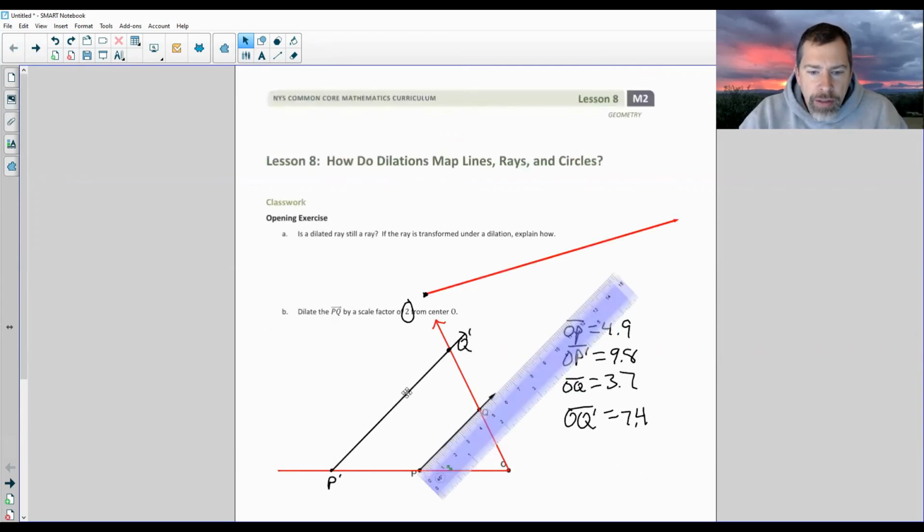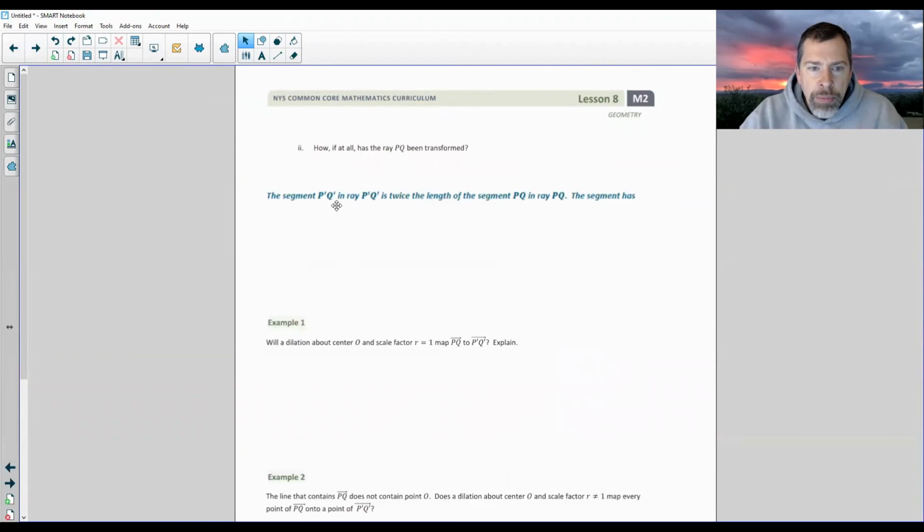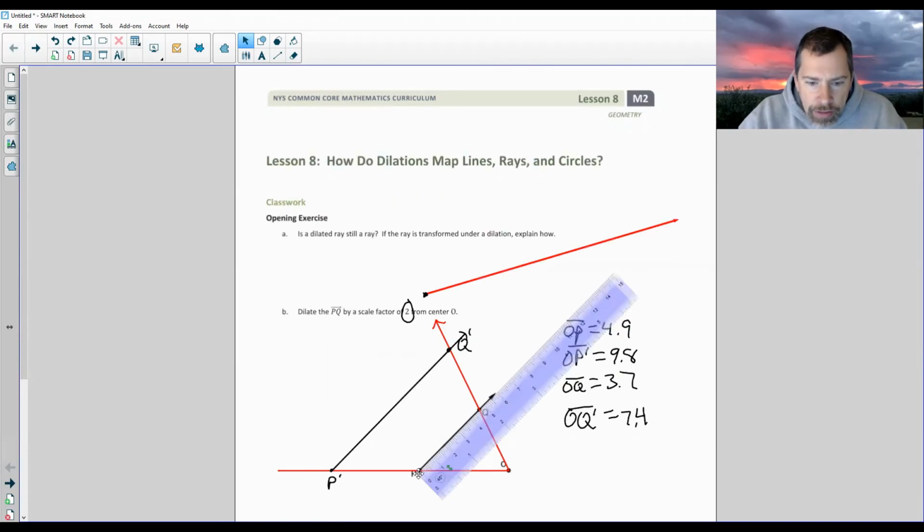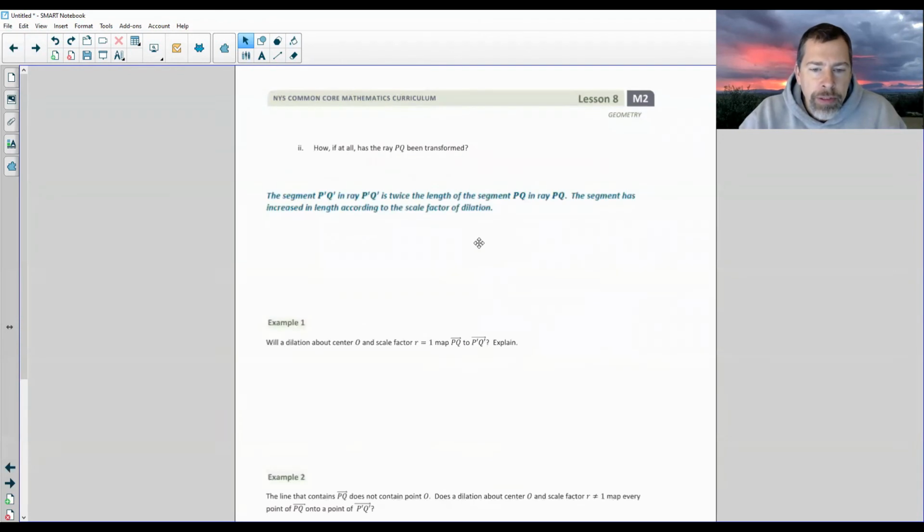The segment is here to here. The segment in the ray is what they're saying. The segment P prime, Q prime in the ray P prime, Q prime is twice the length of the segment PQ in ray PQ. The segment has increased in length according to the scale factor of dilation. So all they're saying is the distance from P to Q here has doubled. Now Q prime is twice as far from P prime on this ray, which does go on forever, but the points that name it are further apart.